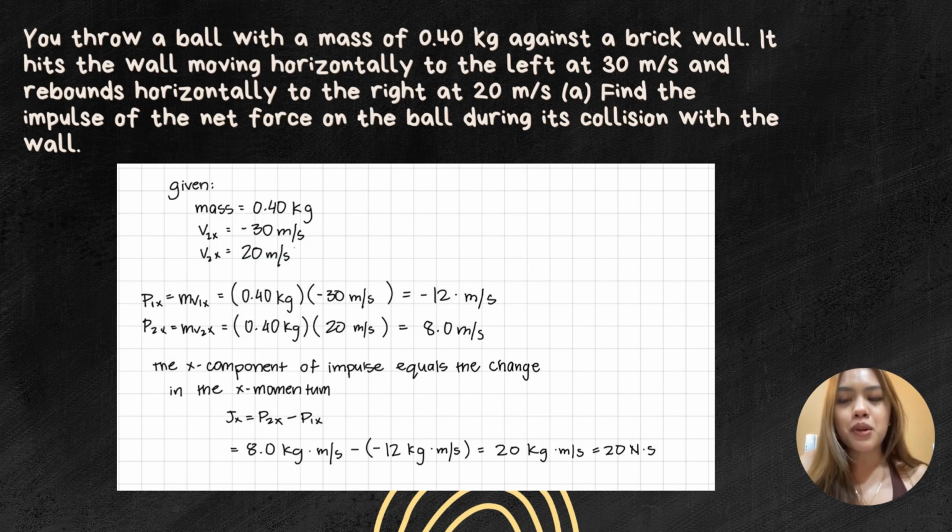Next, for our example, we will answer this problem. You throw a ball with a mass of 0.40 kilograms against a brick wall. It hits the wall moving horizontally to the left at 30 meters per second and rebounds horizontally to the right at 20 meters per second. Find the impulse of the net force on the ball during its collision with the wall.